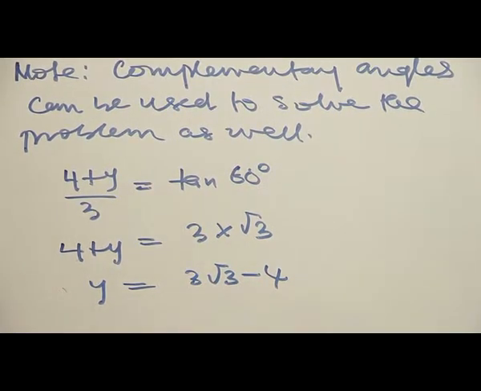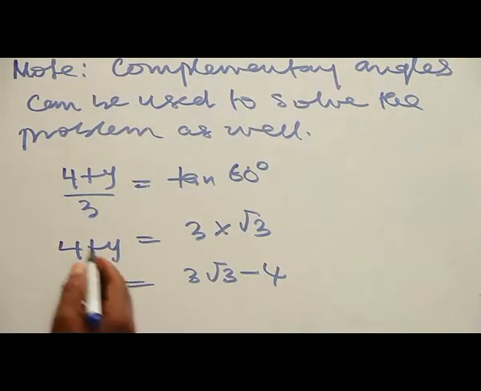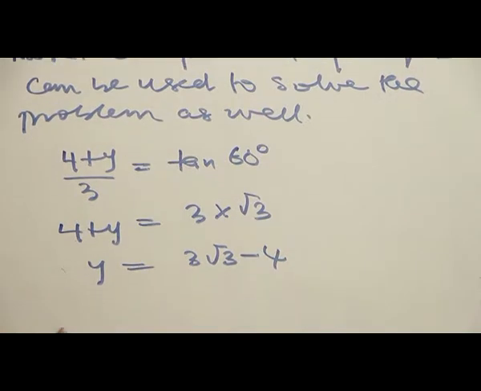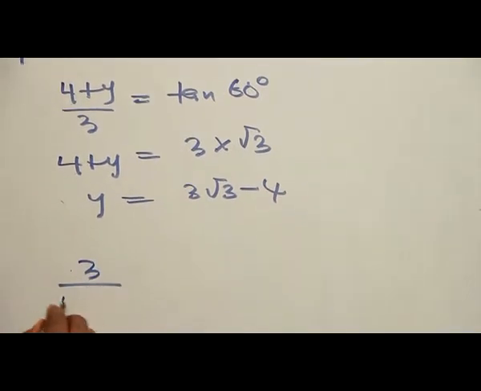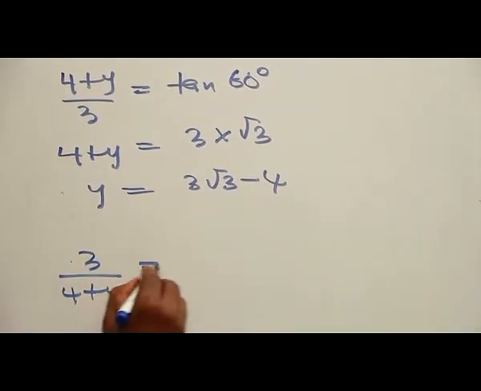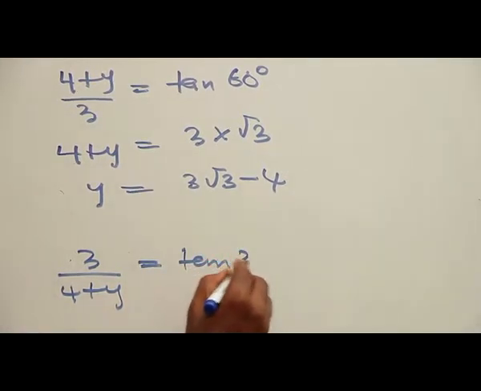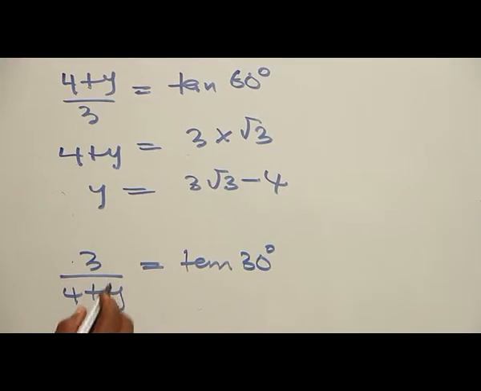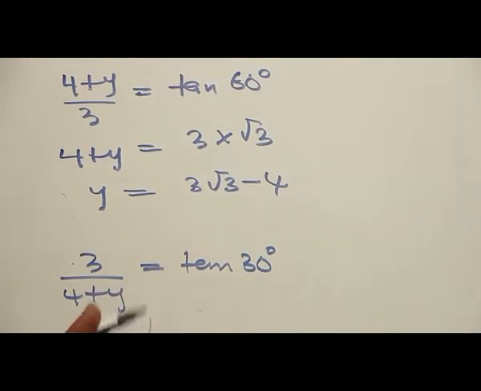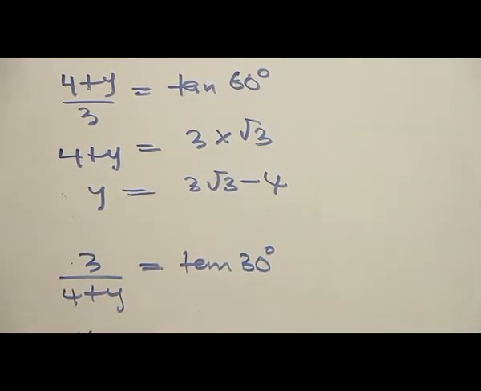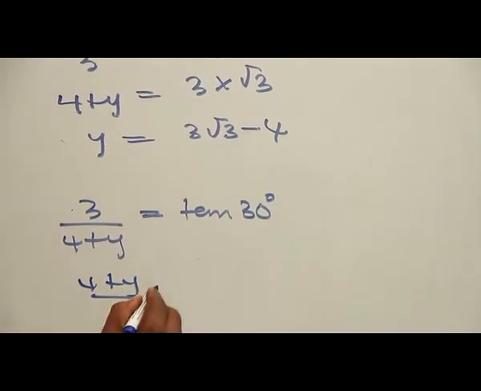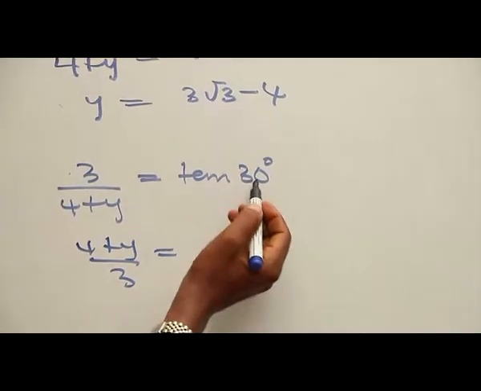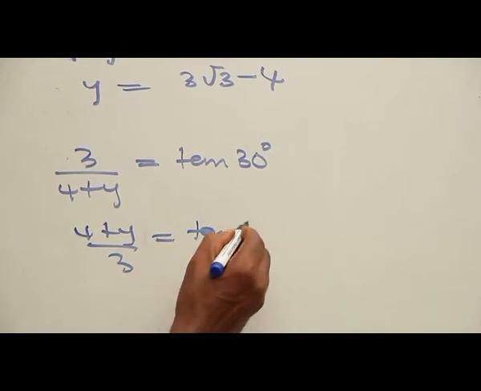The complement of 60 degrees is 30 degrees. Actually, where this is coming from now is that, remember that originally what we wrote was 3 all over 4 plus y equal to tan 30 degrees. But because what we are looking for is at the denominator here, we can also write the inverse of this one, as 4 plus y all over 3. Then the complement of 30 degrees is 60, and we write tan 60 degrees.